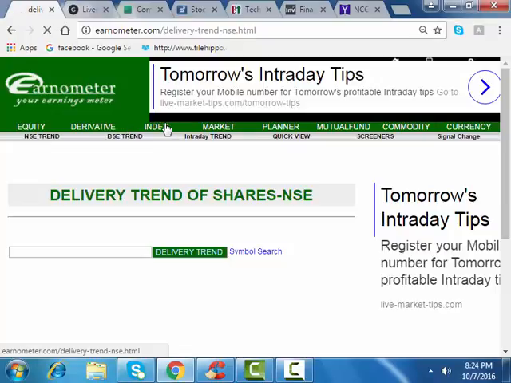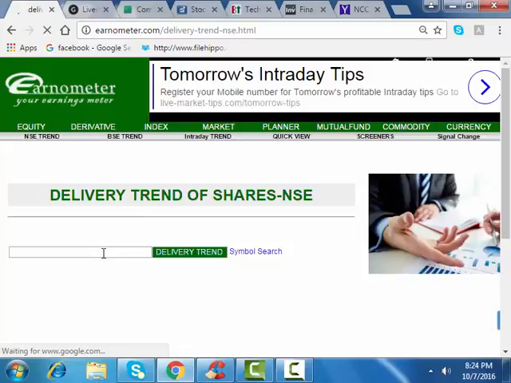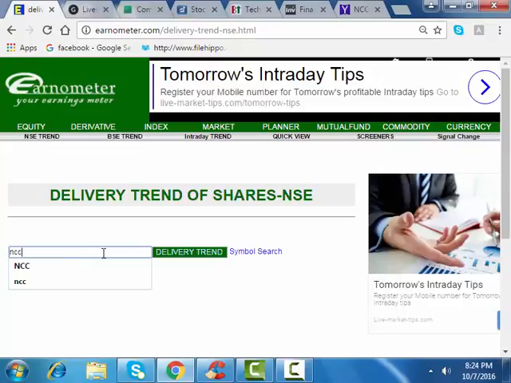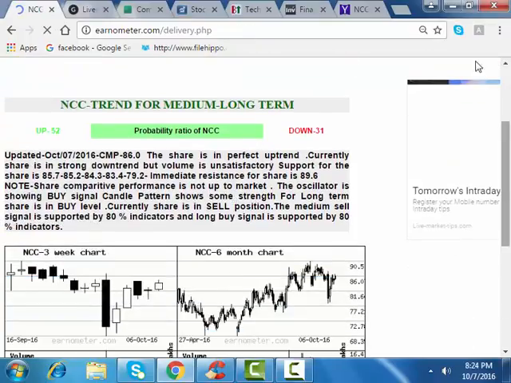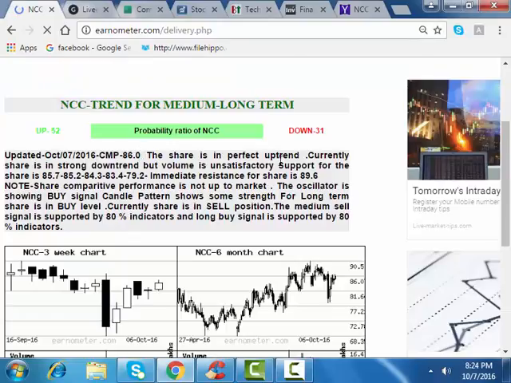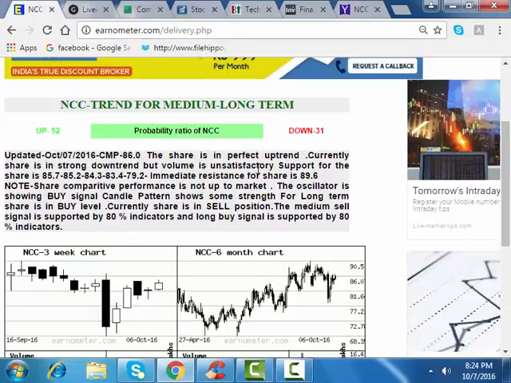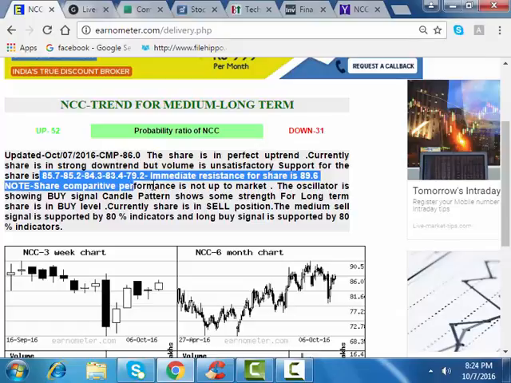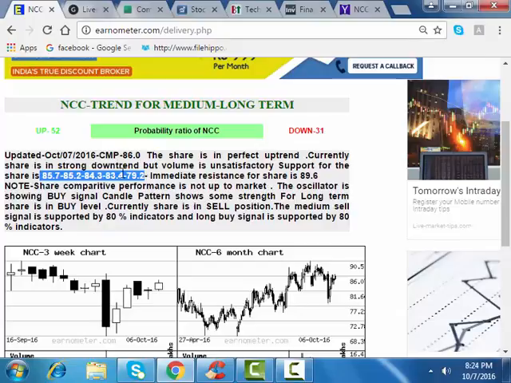And the next website is Earnometer. On this website also you can check support and resistance of any particular stock. So search here for the stock on which you want to see the support and resistance. It will show you the delivery trend. Press on search. Then it is updated on 7th October 2016. Current price is 86 and the share is in uptrend. Okay, see the support for the stock and resistance also. Downside you can see charts.